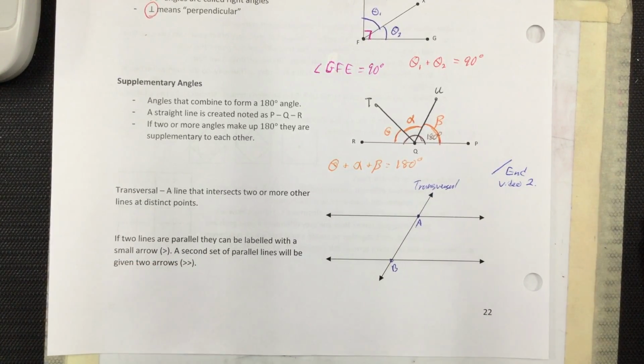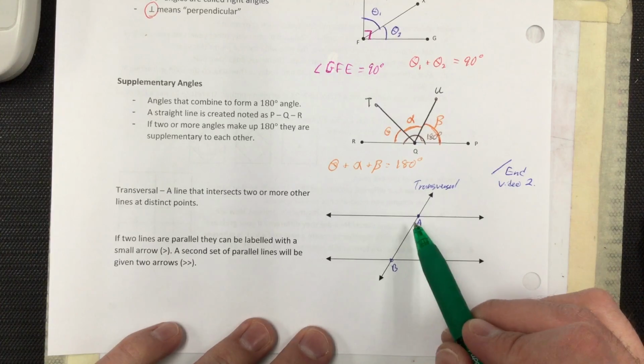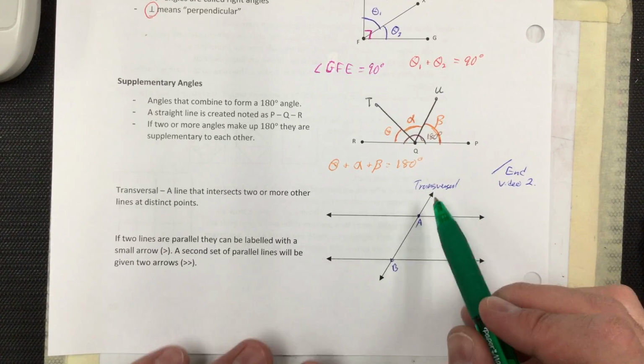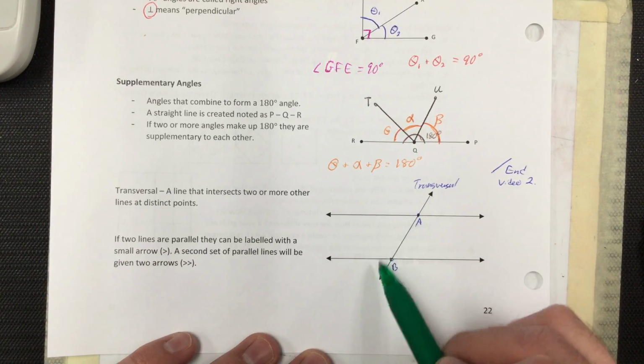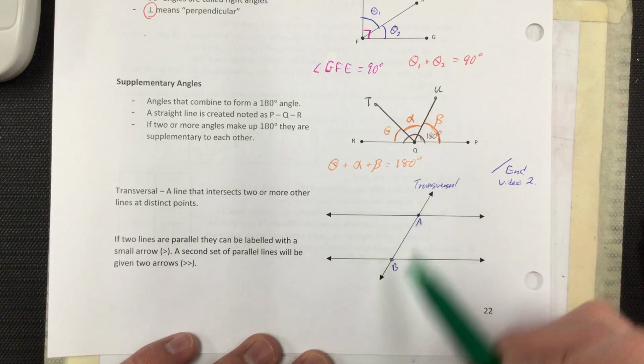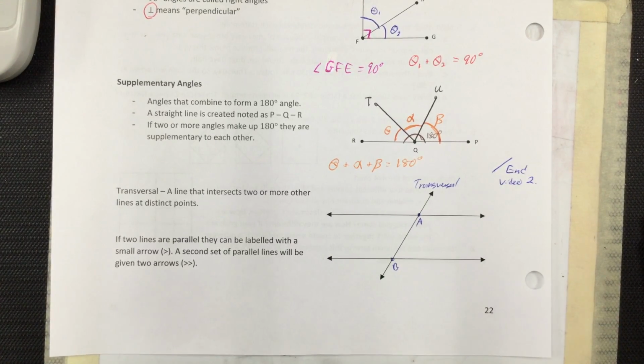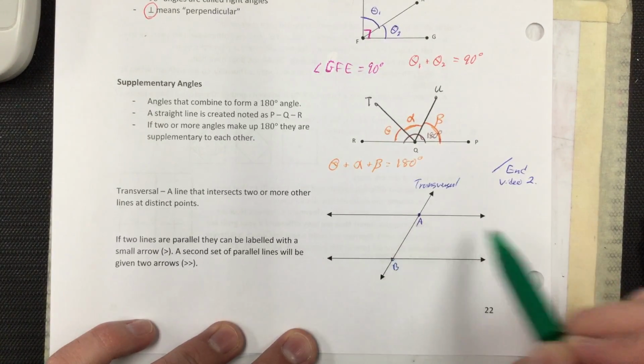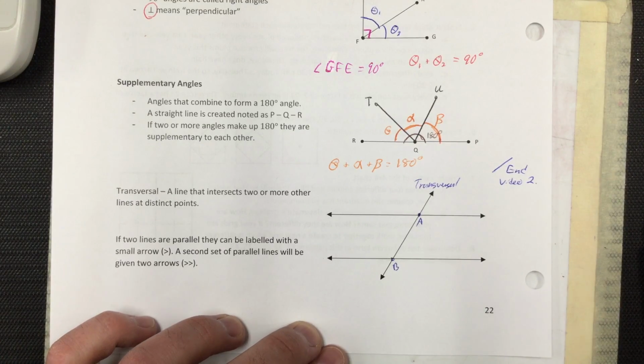A transversal is a line which crosses over two other lines at distinct points. It's not where three lines would meet, that wouldn't be a transversal, but this transversal here crosses over these two lines right here. Now, that can help us with proving some of the angles if we know one other thing, and that is if these other two lines are parallel.